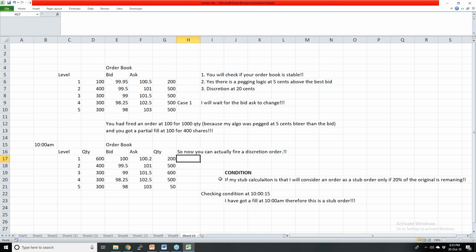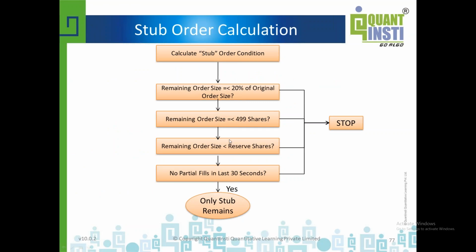Reserve shares is the number of shares that I want to sell, the total number of shares. Say I had to sell 10,000 shares and I've sold 9,000. My reserve shares would be 1,000. I need to sell 1,000 more, right? I can have different conditions, or I can combine these two conditions with an AND condition or an OR condition, right? These are just examples that we use for stub order calculations. Is that fine? You can absolutely customize it according to your own needs, right?